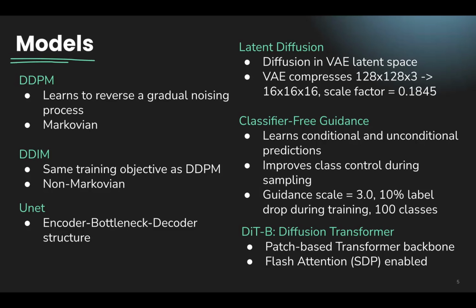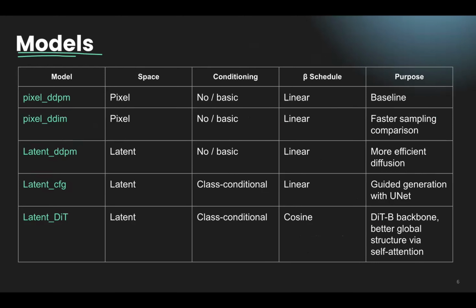And finally, the classifier-free guidance teaches the model both conditional and unconditional denoising by randomly dropping 10% of class labels. And at inference, we apply a guidance scale of 3.0 to improve class significance across all 100 classes. And the UNet follows an encoder bottleneck decoder structure, and the DiT-B is diffusion transformer base. It uses scalable self-attention across all patches in the latent space, and this is better at capturing long-range dependencies compared to UNet's local convolutions. And this table summarizes all 5 model variants based on different model structure and the different conditioning status. We can compare different variants.